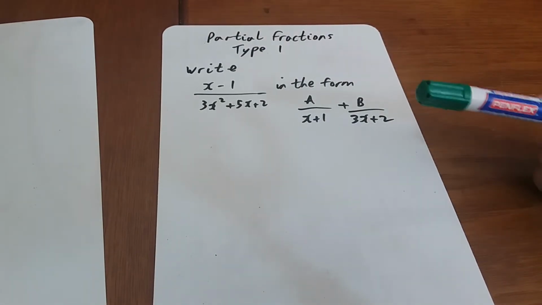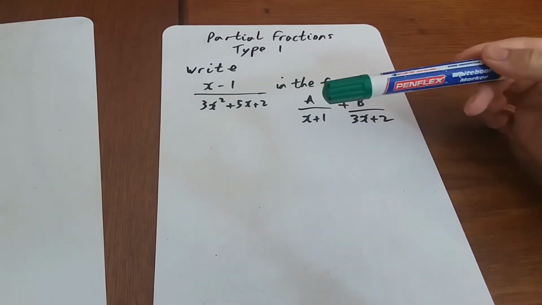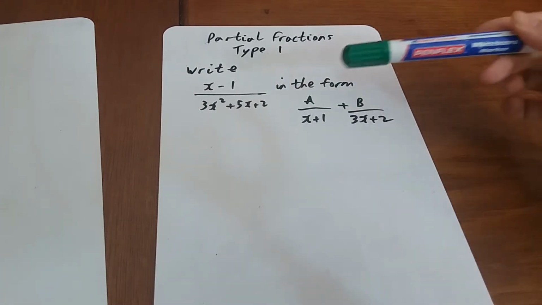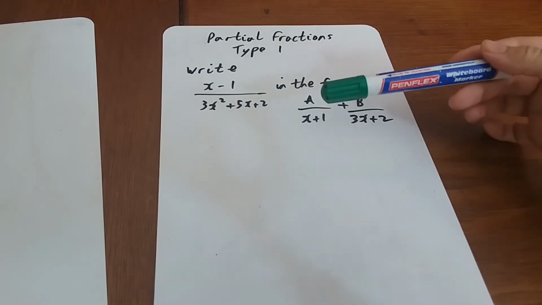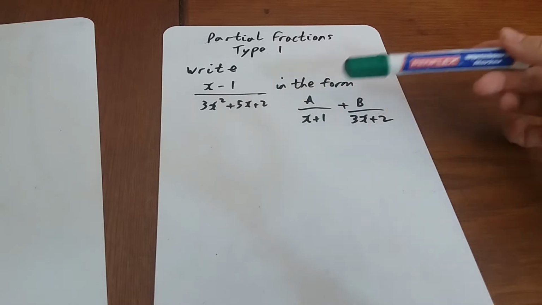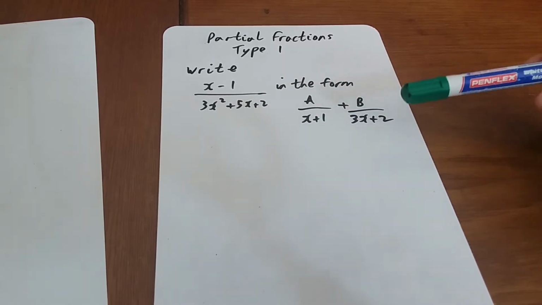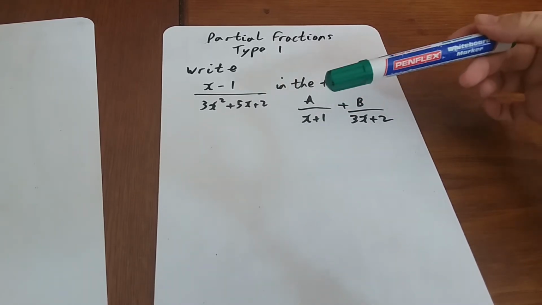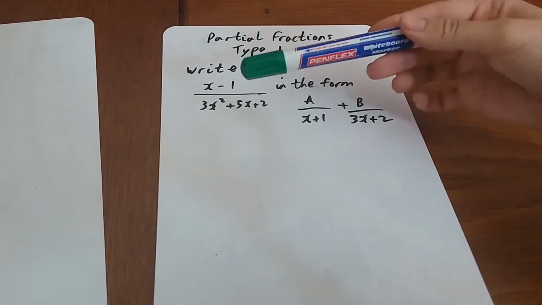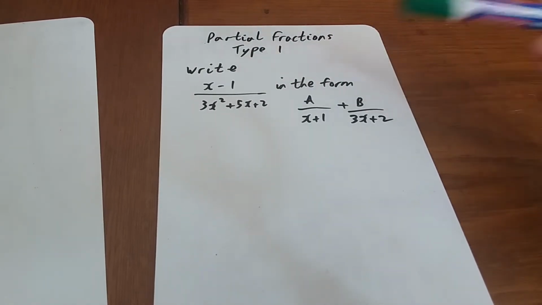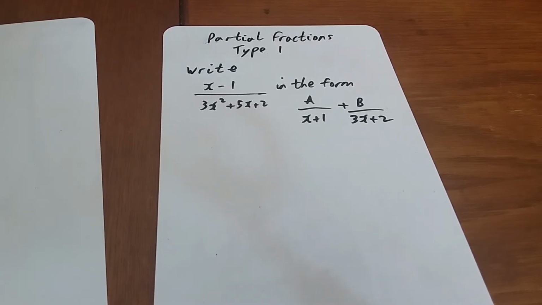What we want to do with them is to write them in the form of two smaller fractions added together. So in this case, we want it to be A over x plus 1 plus B over 3x plus 2. We want to pick the numbers A and B so that this is the same as this. Now, partial fractions have many uses. We're not going to be talking about the uses yet this lesson. We're just going to be talking about how we do the method. It's going to be the same each time.